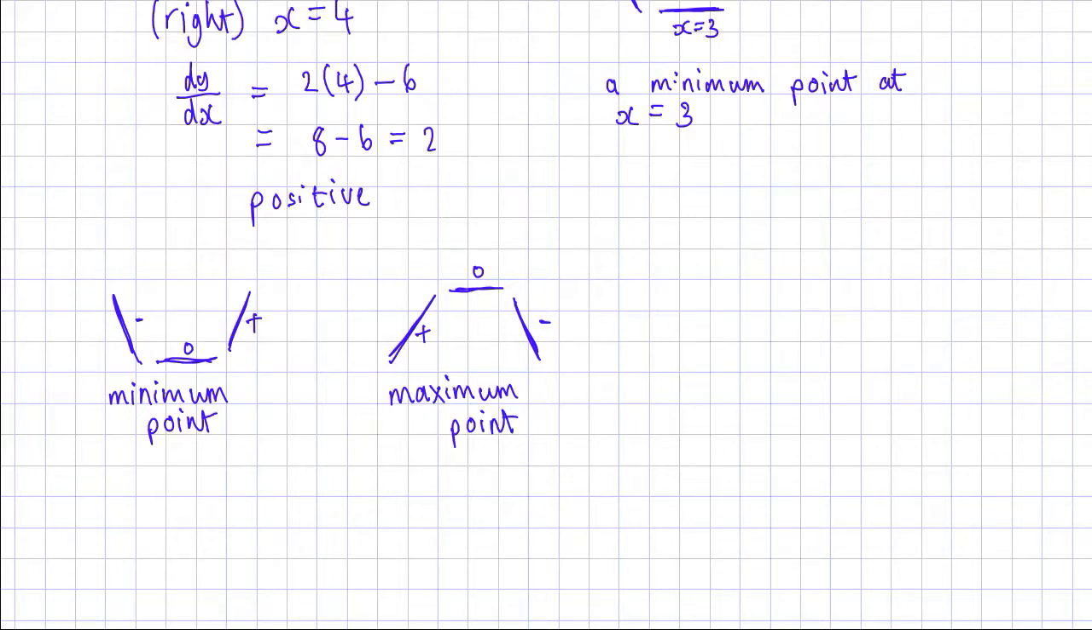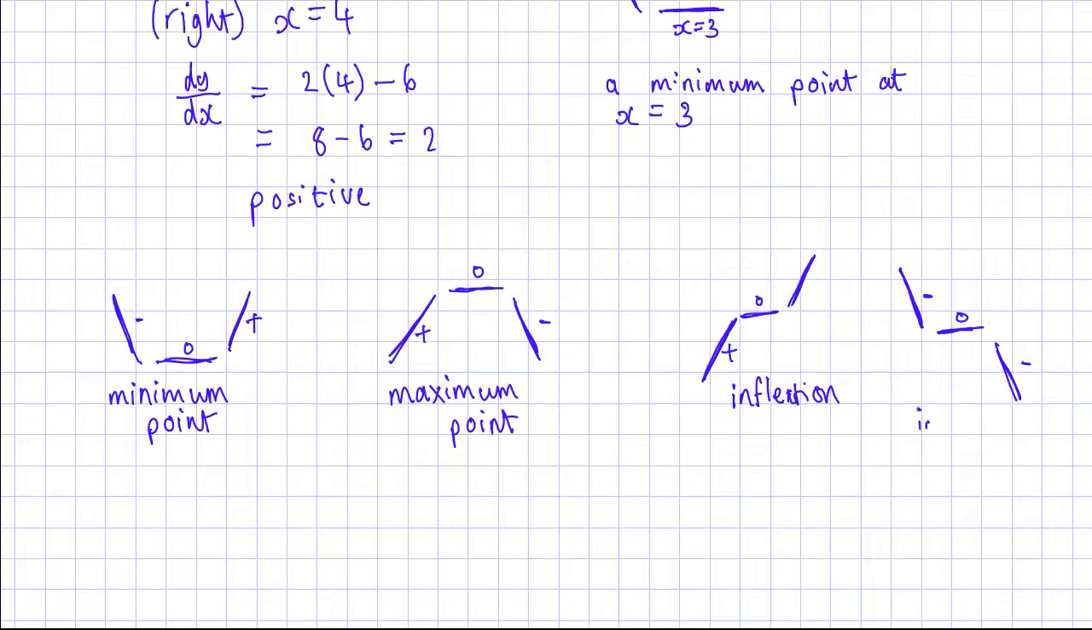Now we do also have point of inflection, and this would be positive gradient, then 0 gradient. So positive, then 0, and then positive again. So this is a point of inflection. Okay, and also we can also have a point of inflection like this. So we can have negative gradient, and then 0 gradient, and then negative again. Okay, this is also a point of inflection.